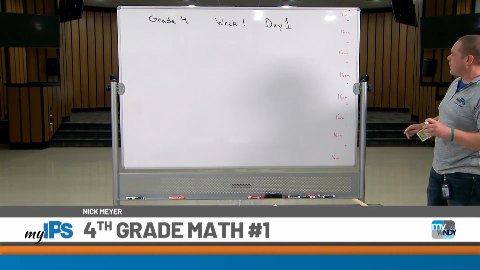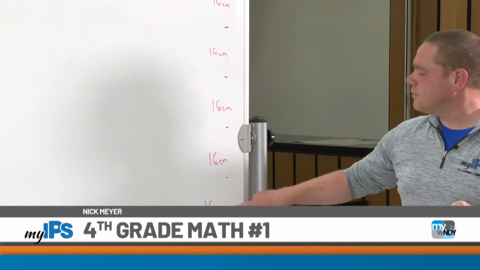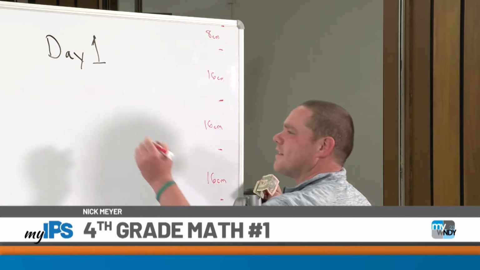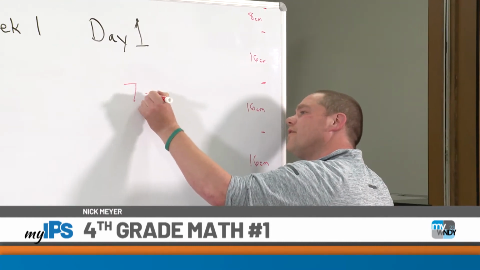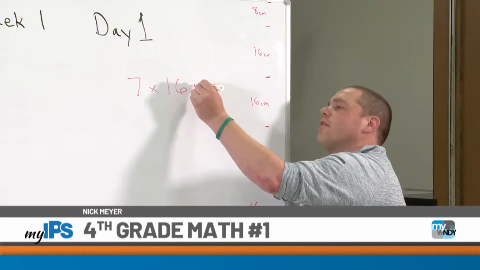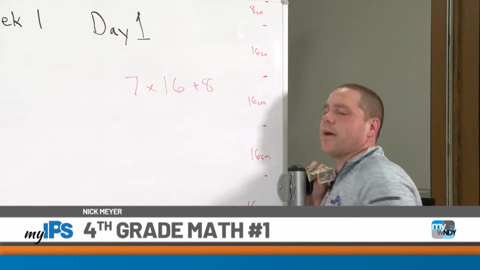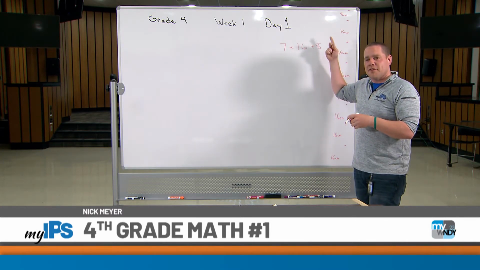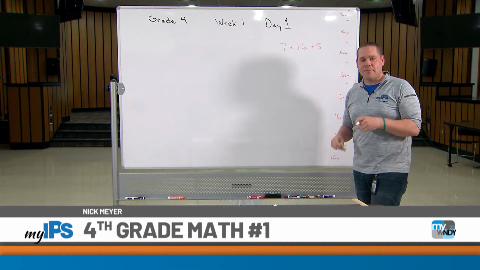How many 16s do I have? 1, 2, 3, 4, 5, 6, 7 16s. 7 groups of 16, and I have one length of about 8 centimeters. Nobody really cares how long this whiteboard is, so we're just going to get as close as possible.